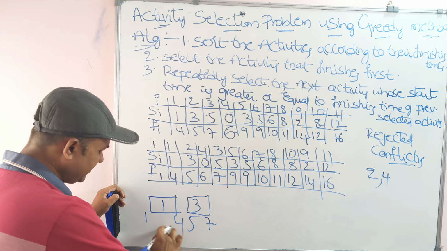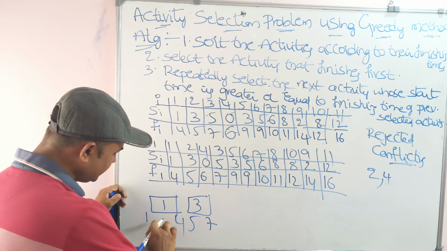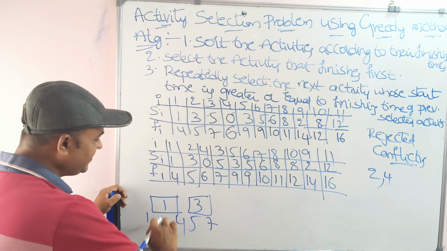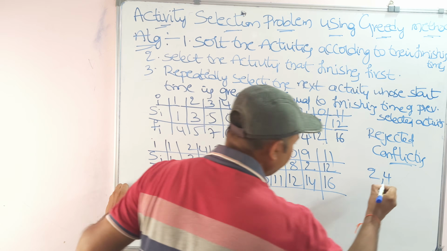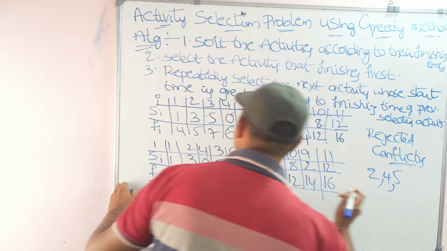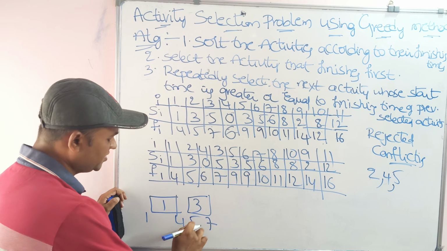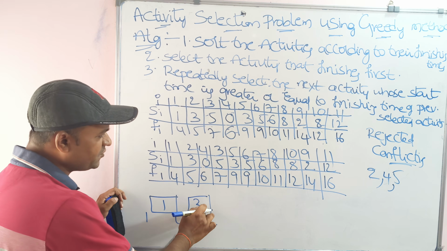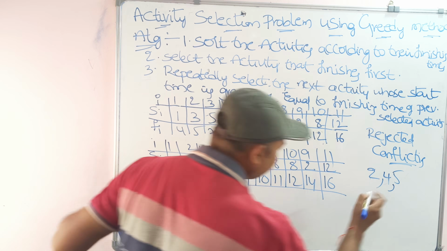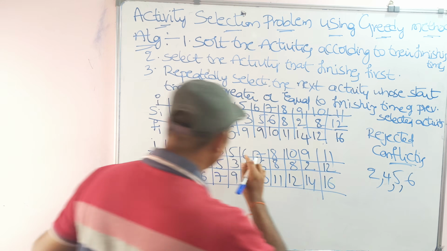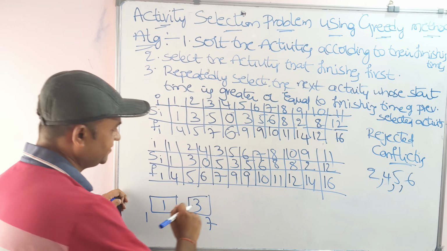Next, fifth activity. What is the starting time? 3. So that means 1, 2, 4, 3. It is conflicting with the first activity. So fifth activity is conflicting activity. Next, sixth activity starting time 5. So 5 to 7 we are executing the third activity. So we can say that sixth activity is also conflicting activity.